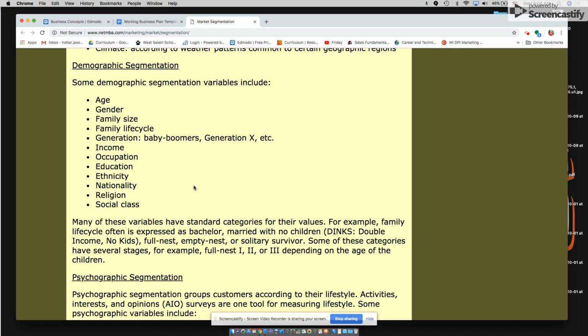So, gender, family size, family life cycle, what their generation is, what does their income look like? The income of somebody that goes to Cheesecake Factory looks a lot different than somebody that goes to Perkins. The age group of somebody that goes to Perkins looks a lot different than somebody that goes to Cheesecake Factory. Same thing, occupation, education, ethnicity, nationality, religion, social class. These are all different ways that you could take that pool of people that are likely to buy and start to segment and figure out who exactly are the people that are most likely to come into our store.